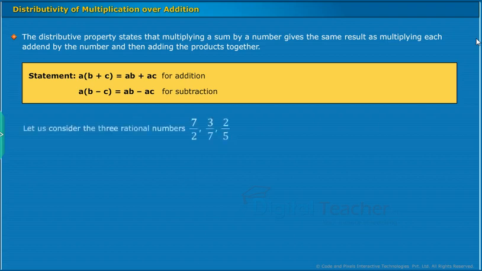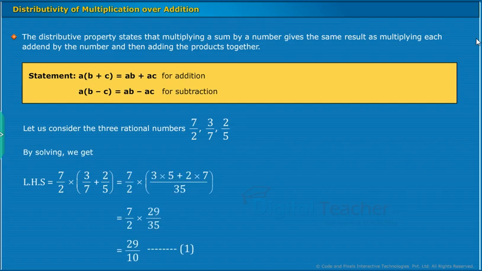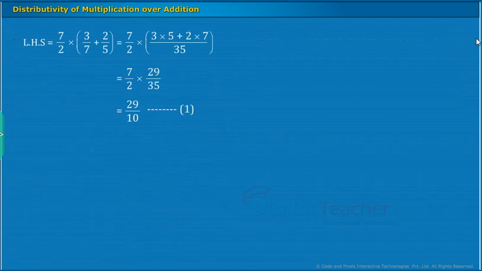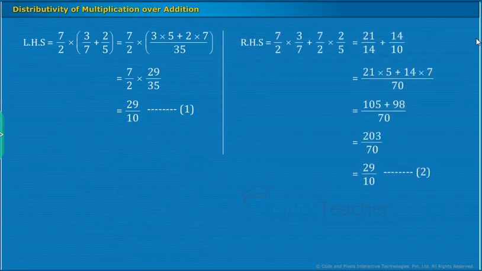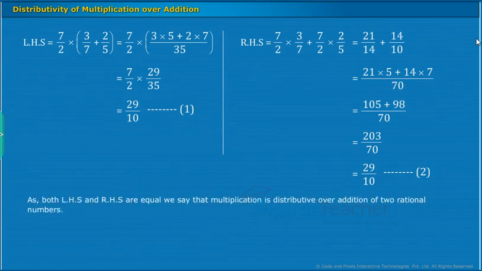Let us consider the three rational numbers 7 by 2, 3 by 7 and 2 by 5. By solving, we get LHS equal to 29 by 10. Let us represent it as 1. RHS equal to 29 by 10. Let us represent it as 2. As both LHS and RHS are equal, we say that multiplication is distributive over addition of two rational numbers.